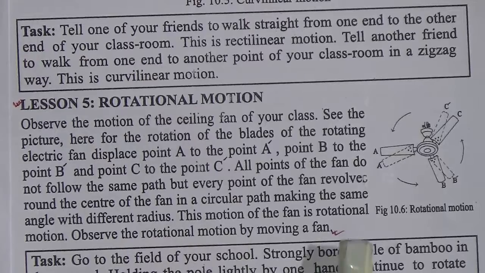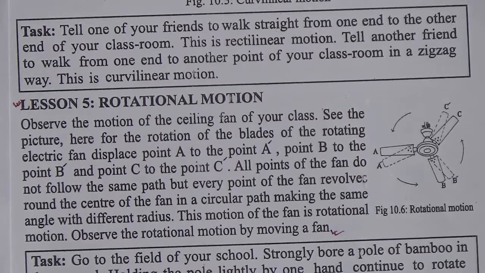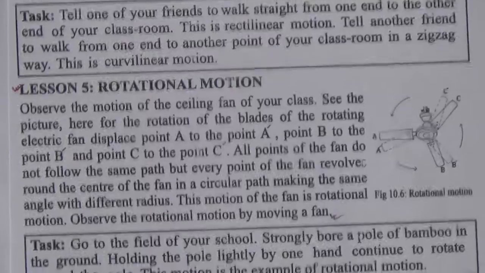Observe the rotational motion of a moving fan. So what is rotational motion? Rotational motion means, like our ceiling fan. Here in the ceiling fan there is a coil and it has three fins, and it is always moving from one place to another, like A to A prime, B to B prime, and C to C prime. So it is called rotational motion.